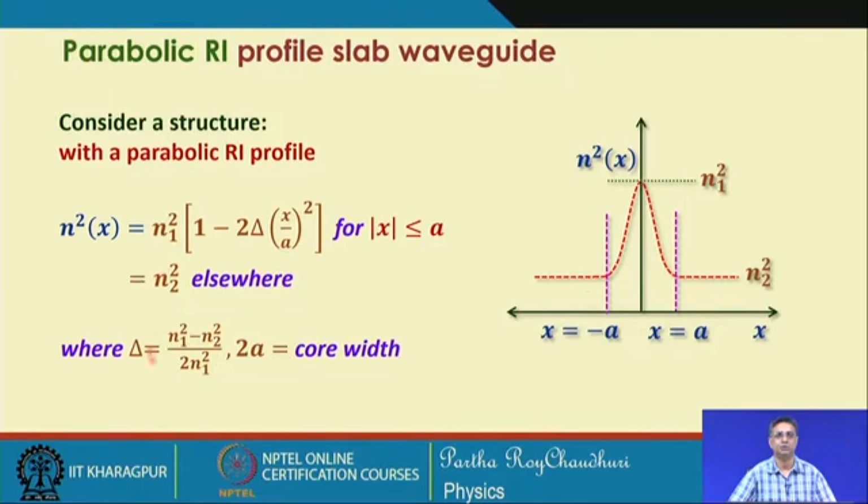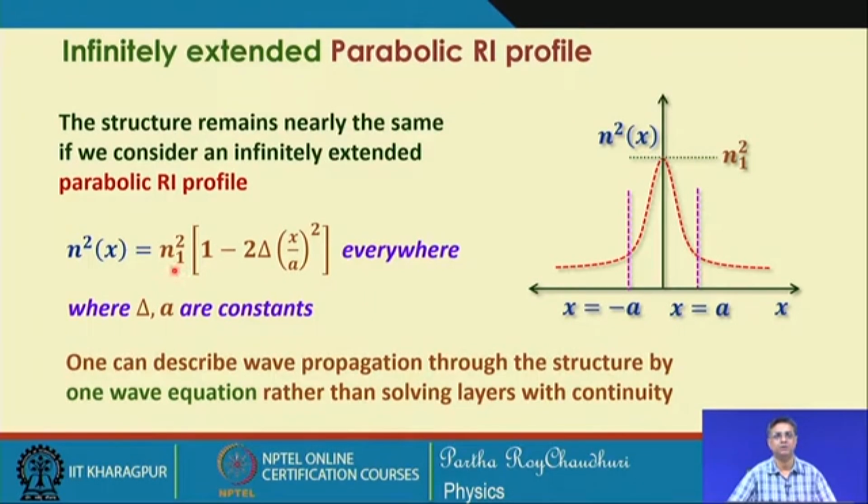If we have to solve this equation, we have to solve for this layer and also for this layer. Then we have to use the continuity condition at the interfaces in order to get the modes. But by using this equation, we will have to solve only one equation, because we assume the refractive index profile to be represented by one equation.